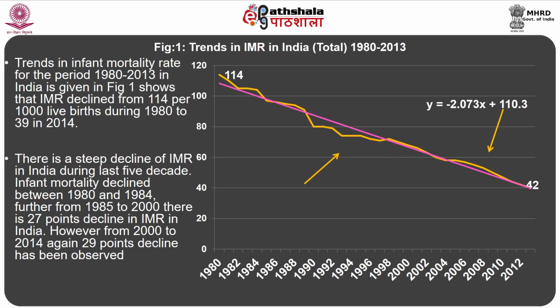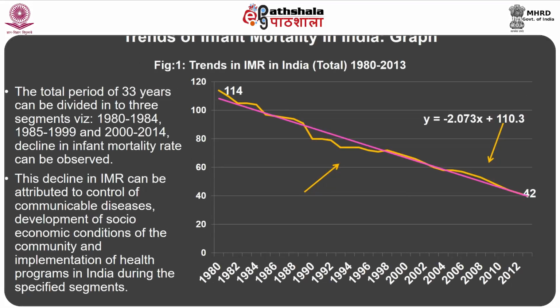Infant mortality declined between 1980 and 1984. Further from 1985 to 2000, there is a 27 points decline in IMR in India. However, from 2000 to 2014, again a 29 points decline has been observed.